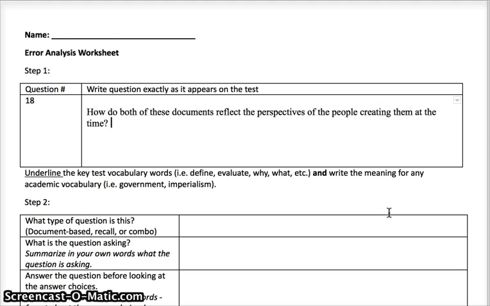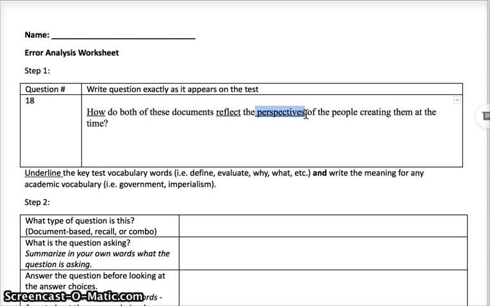Pause this video as needed if you need to take an extra moment. Then you're going to underline the key test vocabulary words such as define, evaluate, and question words like why and what. So our question word is how. We're going to underline that right here. How do both of these documents, and I'm going to say reflect the perspectives of the people creating them at the time. So those are some of my key test vocabulary words.